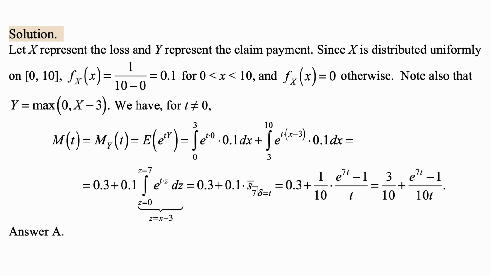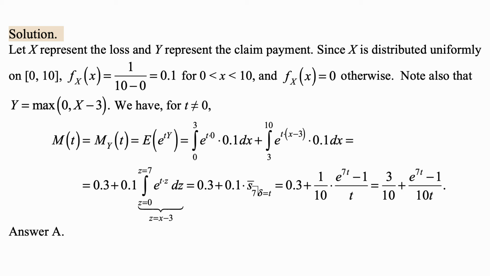Well, for X values between 0 and 3, Y is equal to 0, so this is the integral from 0 to 3 of e to the t times 0 times 0.1 dx, plus for X values more than 3, Y is equal to X minus 3. And therefore, for X values more than 3, we have the integral from 3 to 10. 10 is the endpoint of the interval where the density is positive. So basically, it represents the area where there are any values of X that have positive probability of happening. And then we have e to the power t times Y, which is X minus 3 in that interval, times the density of 0.1 dx.